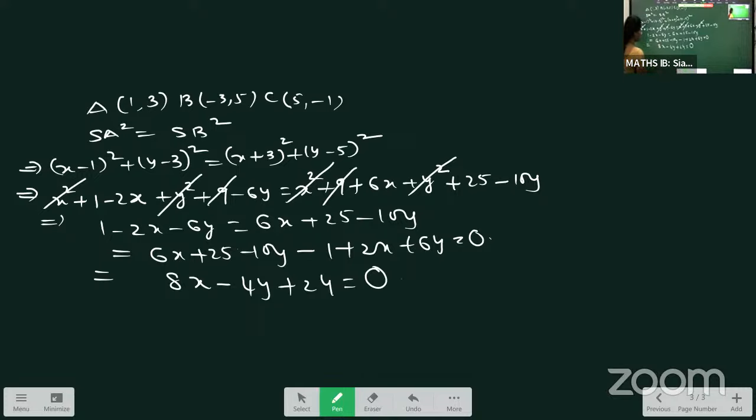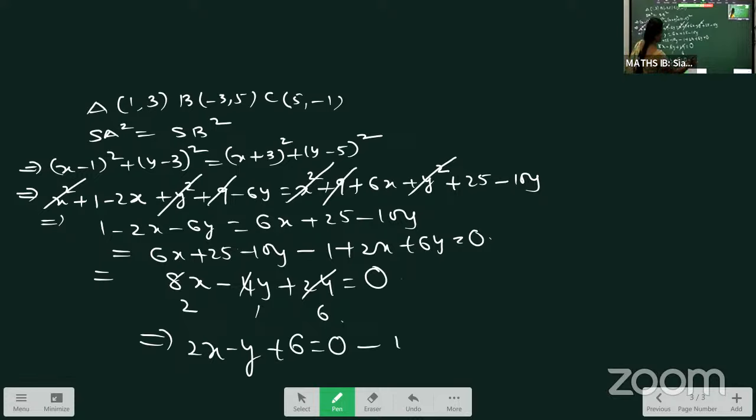So it gets cancelled with 4. 4 1s are 4, 4 2s are 8, and 4 6s are 24. So we can write this as 2x minus y plus 6 is equal to 0. Name this one as equation 1, or we can highlight this one also like this.